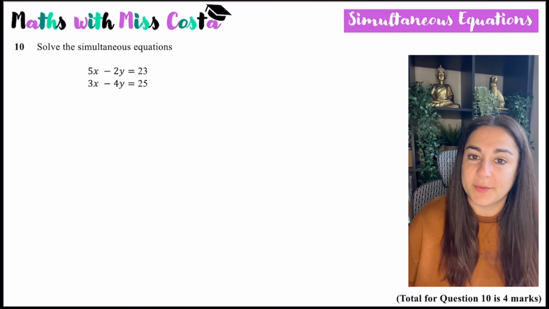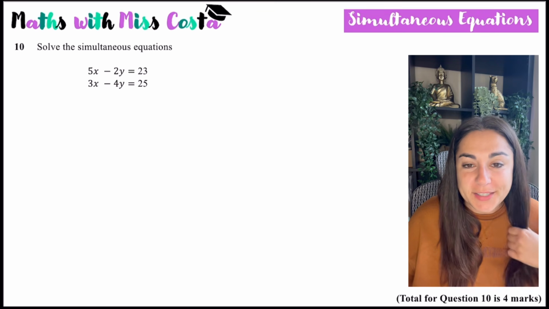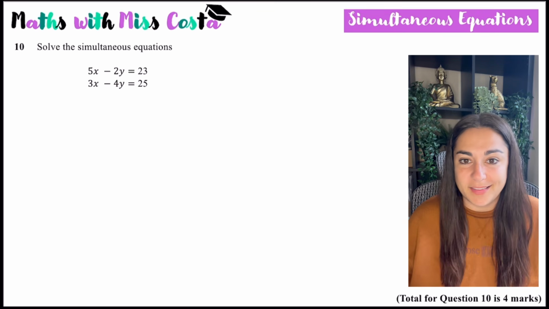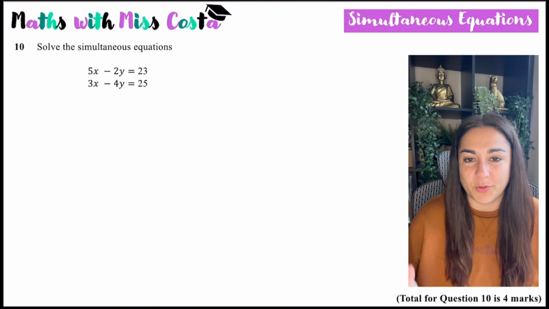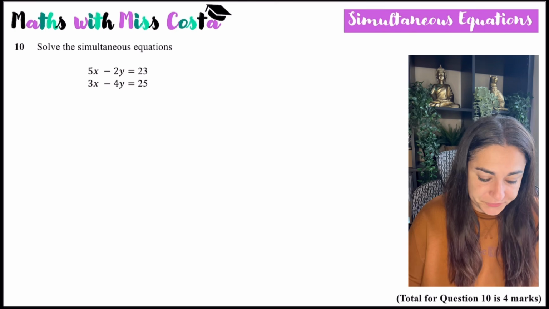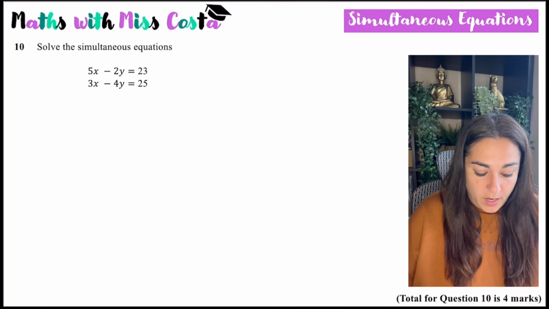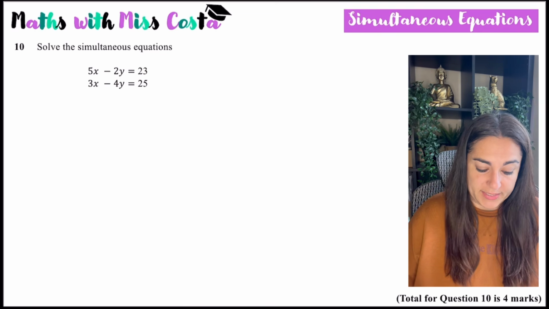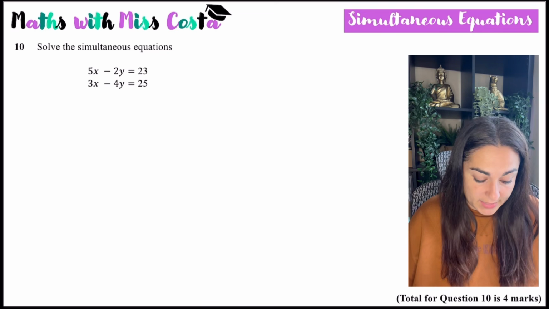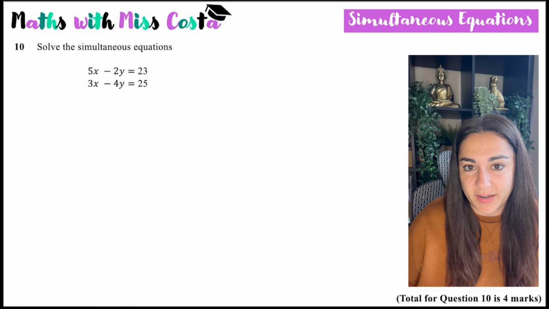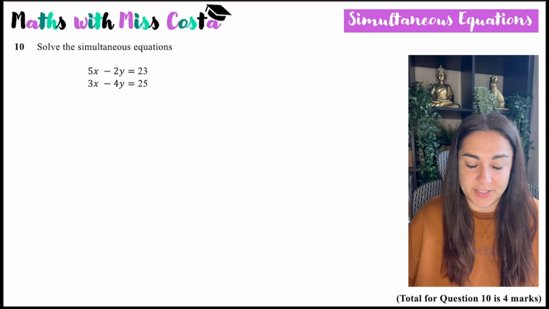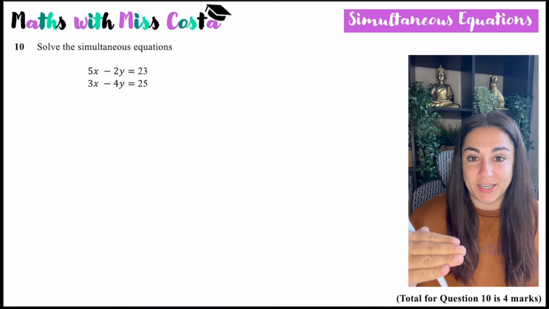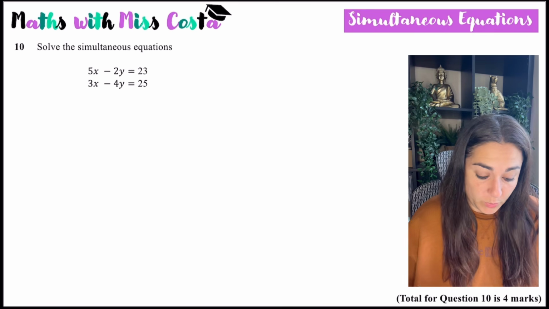Okay, so now we've got some actual simultaneous equations where there is no graph, and we're going to have to solve them the proper way. Well, not the proper way, but the algebraic way. So I've got two linear equations. They both have x and y variables, and sometimes, if you're very lucky, they're going to give you simultaneous equations where your x values in both of the equations are the same, or your y values are.